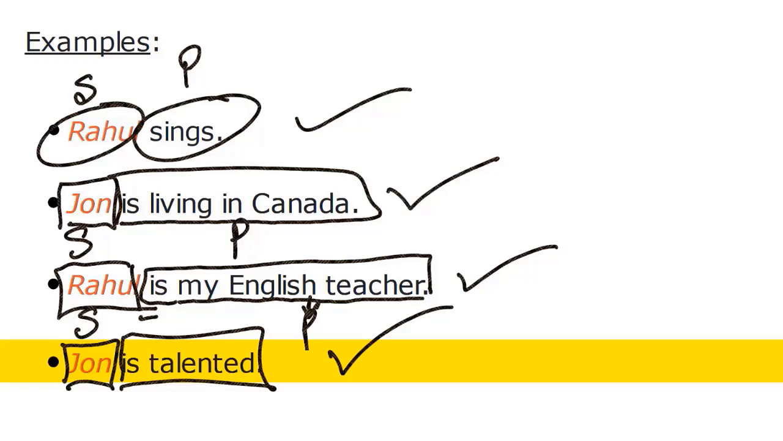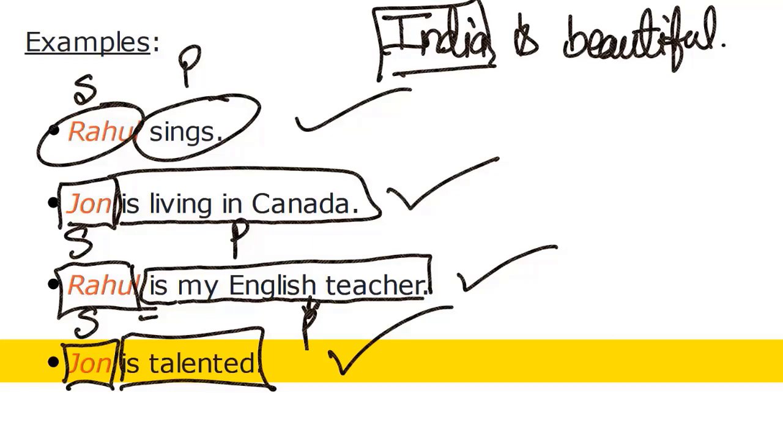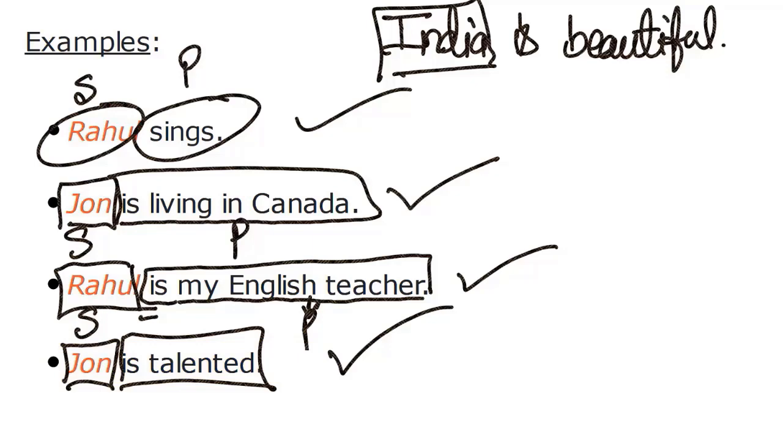Now, it can also be a thing. We haven't taken an example where a thing is working as the subject, but it can, obviously. For example, India is beautiful. So here, India is your subject, which is a thing, right? My company gave me huge bonuses, or my company gave me a good post. So here the company is doing something. So it's acting like a person, right? So a thing can also do an action. So this is what a subject is.